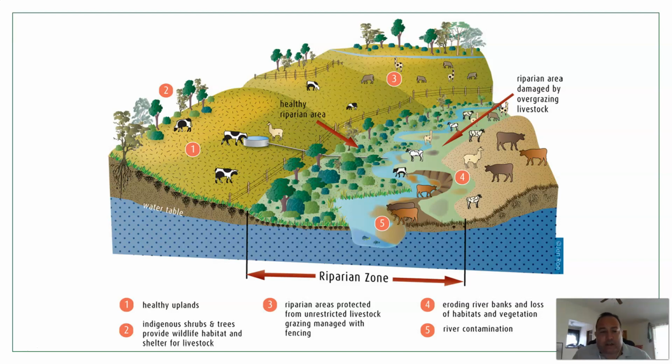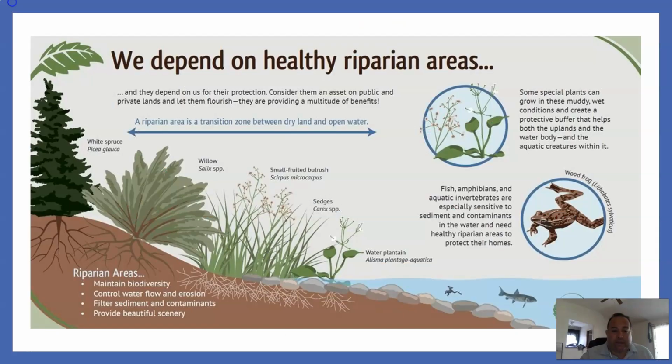And so it's just the idea of thinking about how we make sure to do the things that we want to do, but also making sure that we still think about these areas and care about these areas and manage them in the correct way. Because we really do depend on healthy riparian areas. We need these areas. We need that biodiversity. We need the flow and erosion control. We need the filtration to keep our water clean. And we want this beautiful scenery. We like things like frogs and fish and having plants and having these nice areas.